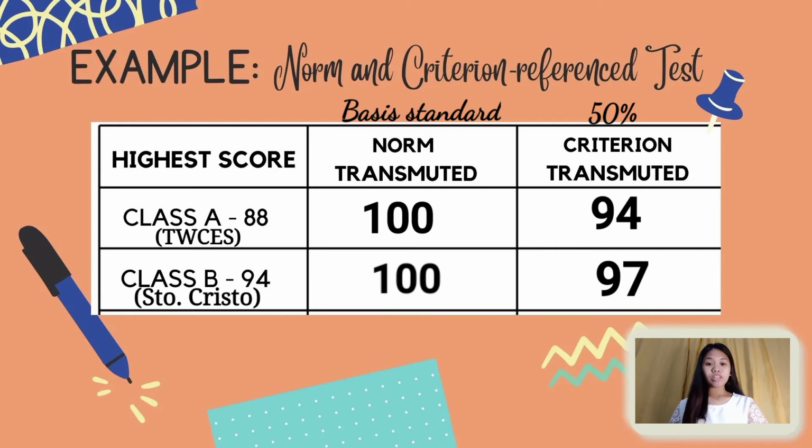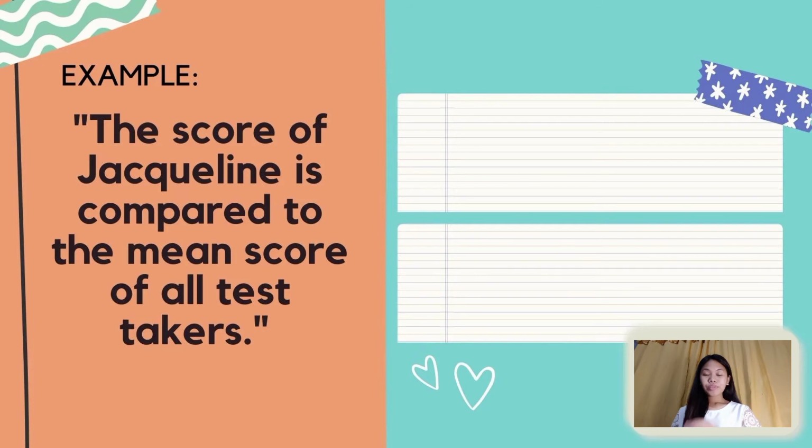It would be based on the needed grade for you to be qualified in the standard of being a cum laude. So you need to pass the said criteria. So that is the difference between the norm reference and the criterion reference grading system. Now, for better understanding, I provided some other examples.